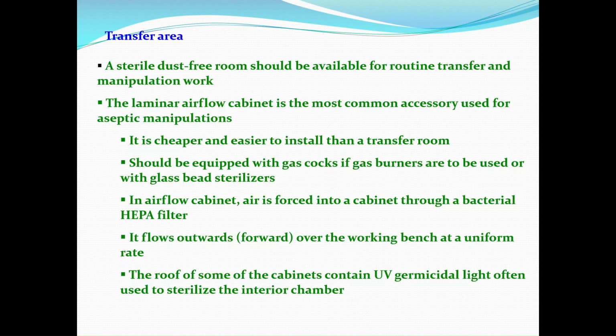So this works by forcing air into the laminar unit through a dust filter and then passing it through a HEPA filter, high-efficiency particulate air filter. This is known as a flow unit, and you have two types. Vertical flow unit: the air from the HEPA filter is directed downwards. Horizontal flow unit: the air from the HEPA filter is directed outwards.